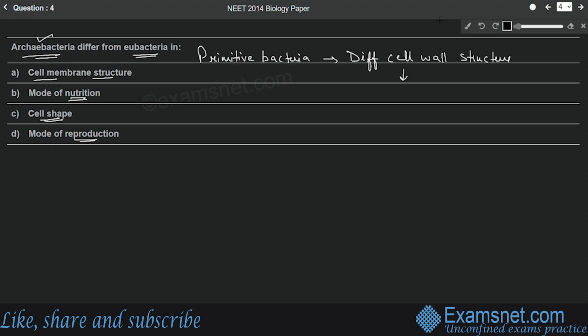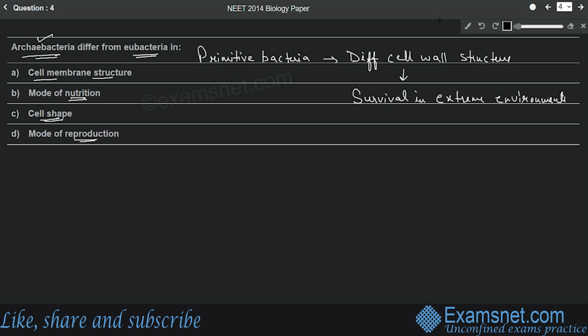wall is so resistant that it makes their survival very easy in extreme kinds of environments. So this special type of cell wall is responsible for their survival in extreme environmental conditions. For example, salty areas. The bacteria that are able to thrive in the salty areas are known as halophiles. Similarly, the bacteria that are able to survive in hot springs are known as thermoacidophiles. These are examples of archaeobacteria only, right?